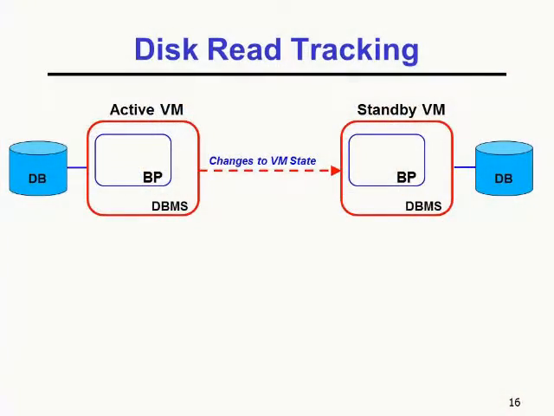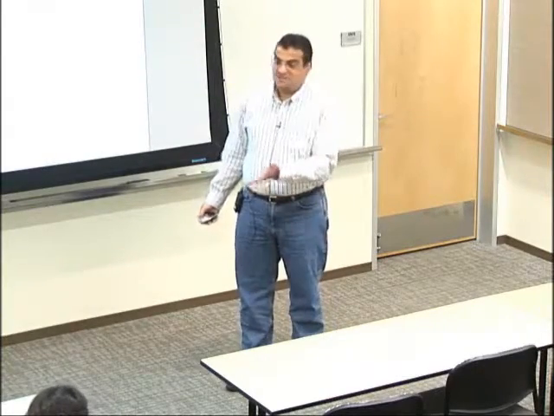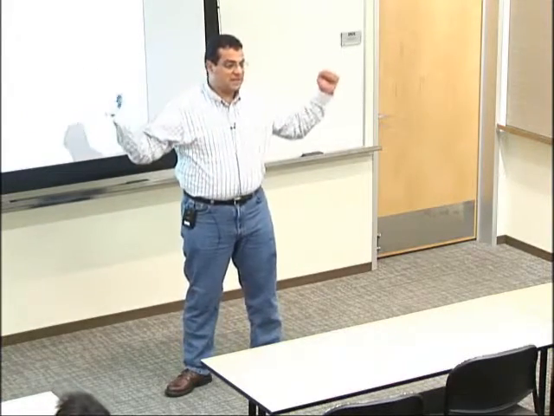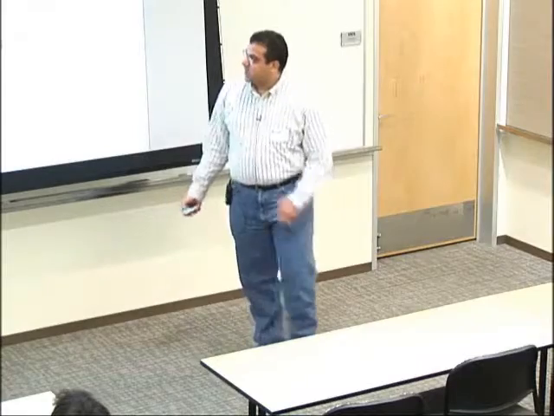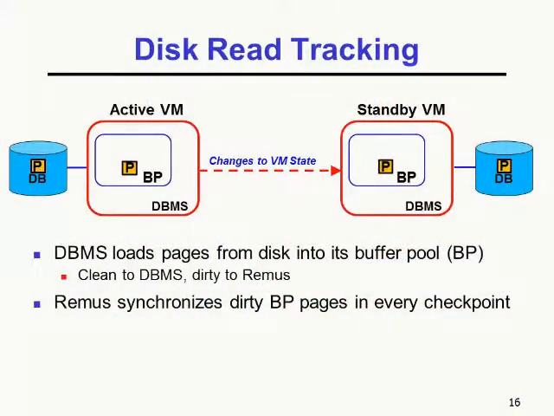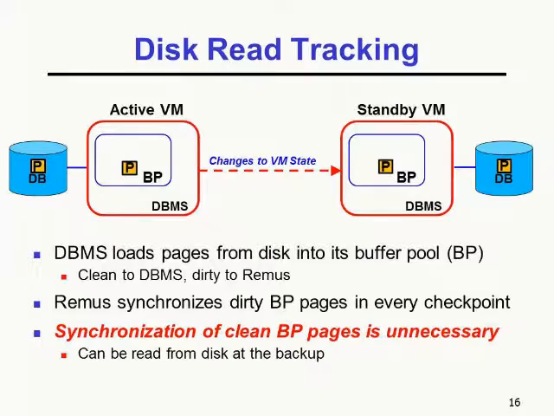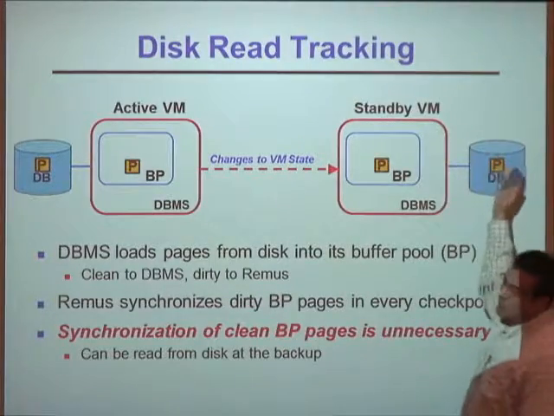Okay. So the second optimization implemented is, again, an optimization that's inspired by the buffer pool. If you look at the way database systems read data from the database, you have an active virtual machine and a standby virtual machine, both of them have their own disks, and there's a copy of the database on each disk. Now, when a database system loads a page from disk into its buffer pool, it looks clean to the database system, but it's dirty to Remus. So Remus will synchronize these dirty buffer pool pages to the backup with every checkpoint. This read tracking is based on the fact that synchronizing these clean buffer pool pages is not necessary, because the backup can always read them from its copy of the database.